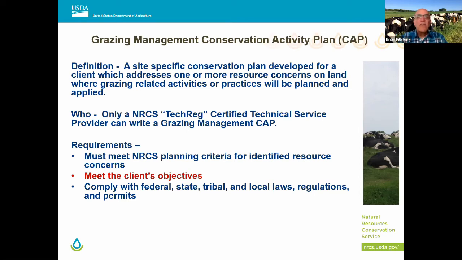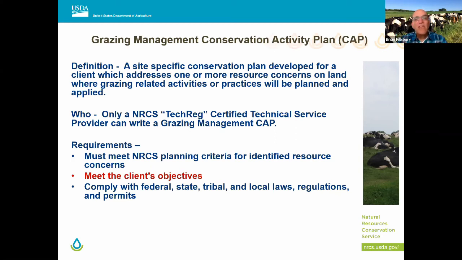So on a grazing management plan, only a TechReg certified technical service provider can write a grazing management conservation activity plan. And this is in the administration of our financial program. So for the producer to get reimbursed for the grazing plan, they have to have a TechReg person write that. They can't write it themselves and get reimbursed, or have an agency person from, say, the Illinois Department of Agriculture write it. It has to be a TechReg certified provider, technical service provider, who has met the criteria for education and training on our technical registry.